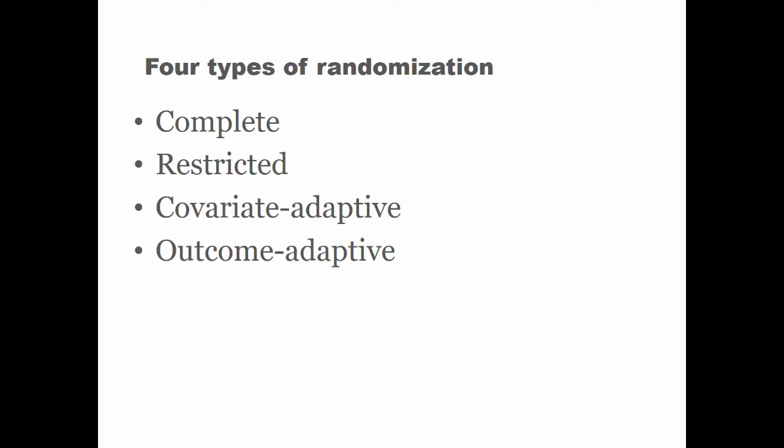Okay, so that's allocation concealment and a little bit more about why we do that. The technical bits: we're going to talk about the different types of randomization. Essentially we have four, and we're going to talk about three of them today, and then outcome adaptive we'll talk about in the next module. So we have what we call complete randomization, restricted randomization, then covariate adaptive.